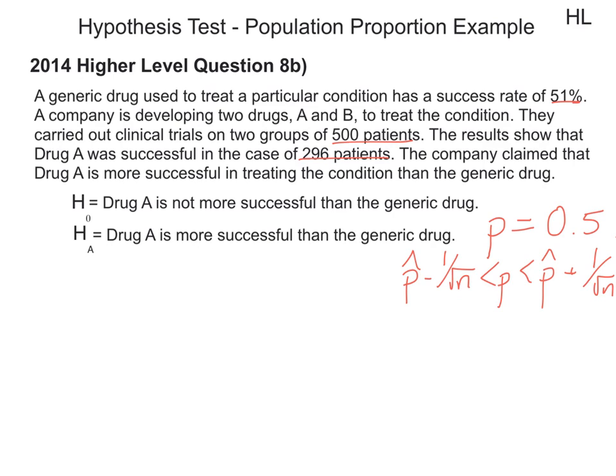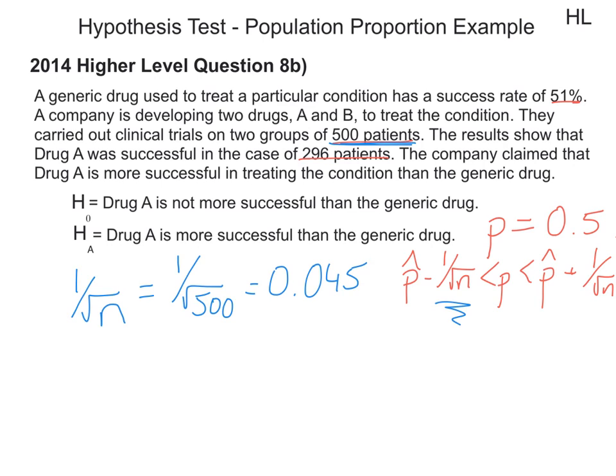The first thing we're going to do is calculate our margin of error. So our margin of error is 1 over the square root of n. From the question, we can see we had 500 in our sample. So 1 over the square root of 500 gives us 0.045.